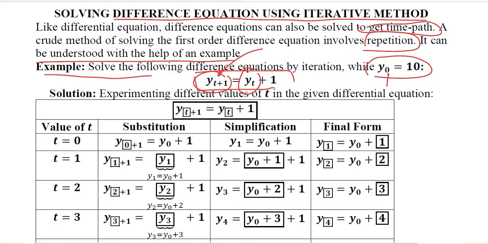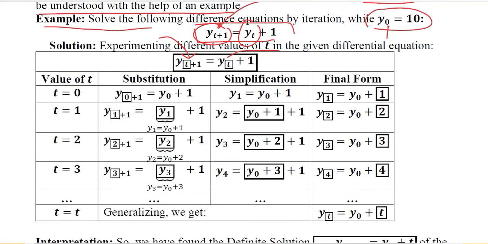Now we can do this by experimenting with different values of t. The experimentation table is developed here. Let us focus on it. We are going to put various values of t for the sake of experimentation. In this column you will see how we do the substitution in this equation, and then we solve it and see what is the result, and finally we develop it in the final form.